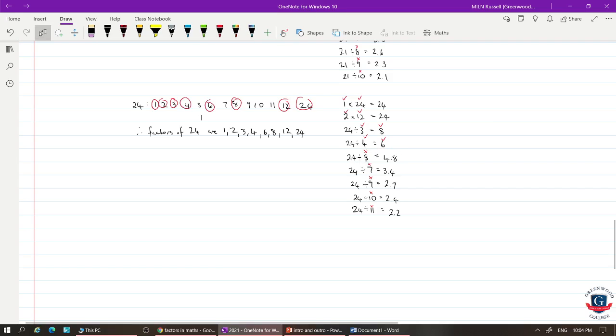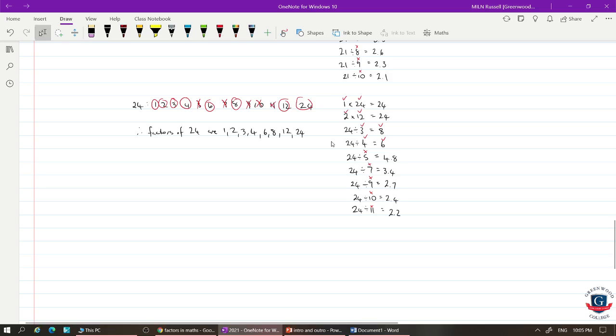Then we get up to 5. 24 divided by 5 gives us 4.8. 4.8's got a remainder. That's not a factor. That's why I put a little cross here. So we'll put a cross through it. The next number to check is 7. 24 divided by 7 is 3.4. That's got a remainder. It's a no-go. Then we got up to 9. 24 divided by 9 was 2.7. That's got a remainder. That one gets crossed out as well. 24 divided by 10. That has a remainder. That one gets crossed out. 24 divided by 11. That has a remainder. That gets crossed out too.